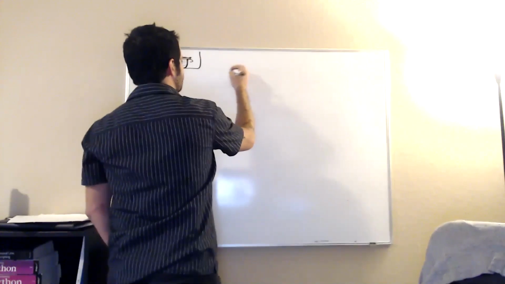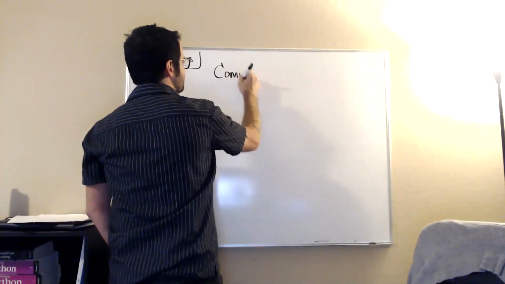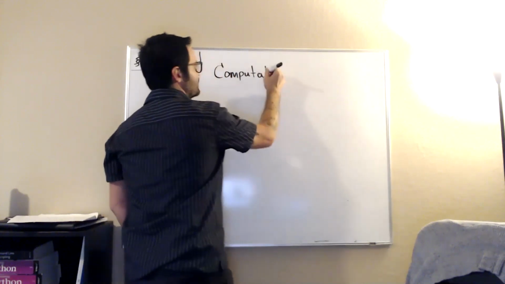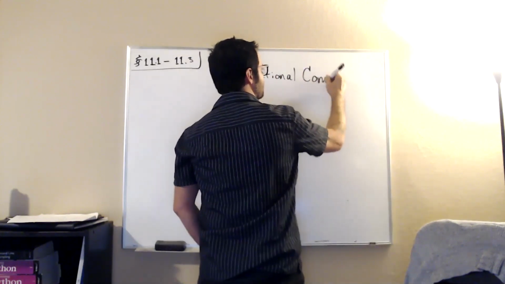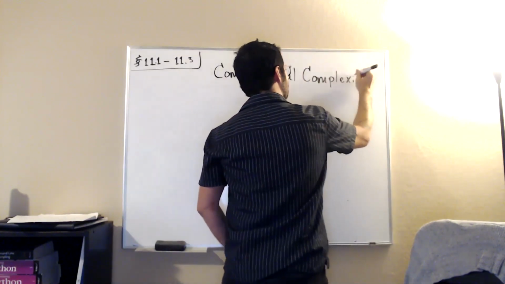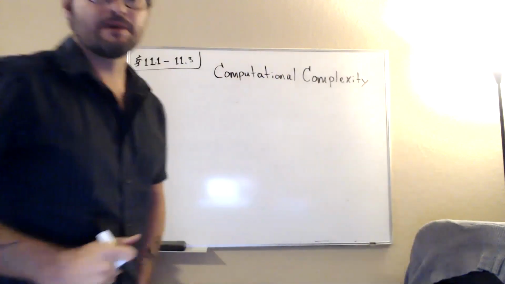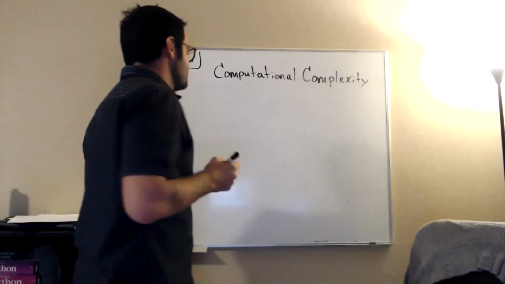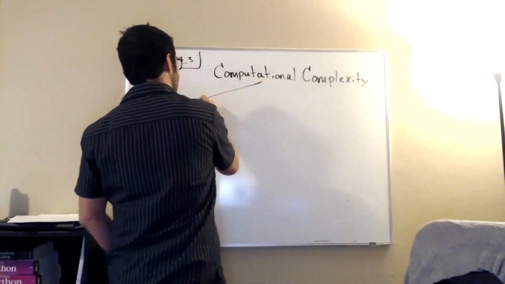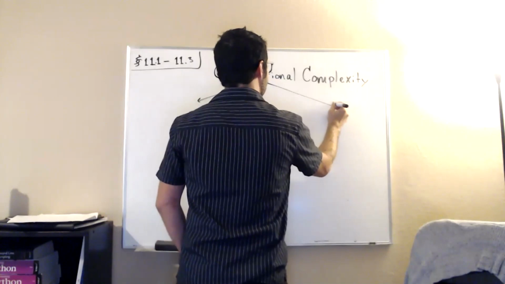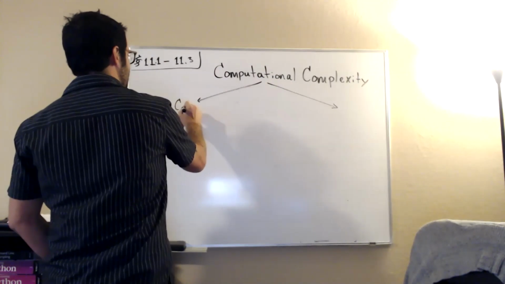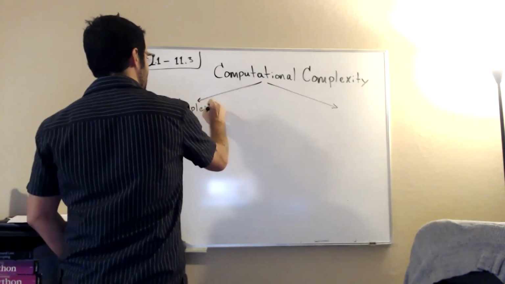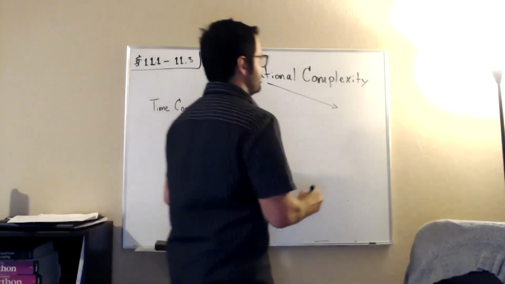Okay, so this section is going to be on computational complexity. Now, when dealing with computational complexity, there's two different branches. There's what's called time complexity, and there's what's called space complexity.